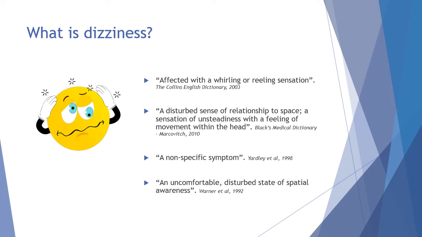There's many different definitions of dizziness, from a purely descriptive one, such as affected with a whirling or reeling sensation from the Collins English Dictionary, to Yardley's a non-specific symptom, which, in my opinion, isn't actually that useful. My favourite definition is an uncomfortable, disturbed state of spatial awareness, and this is Warner's definition, and in my opinion I think it's suitably vague because dizziness is often something that people regard as a pretty vague symptom.